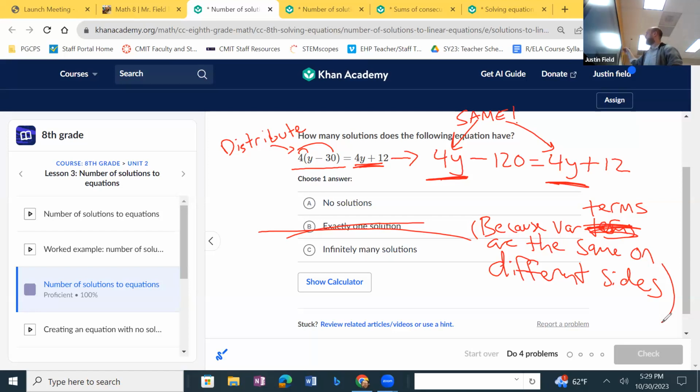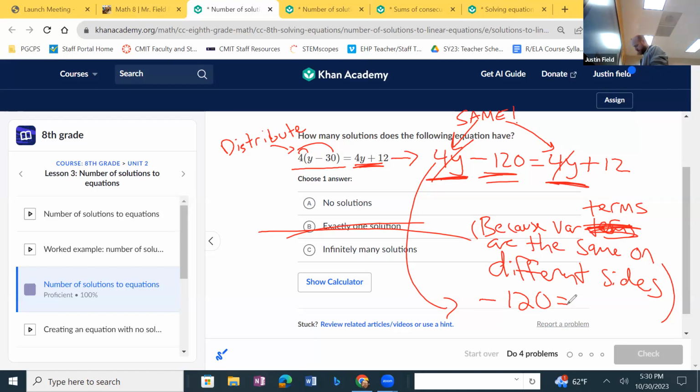But because they're the same, there is either no solution or infinitely many solutions. Well, how do we know the difference? Well, cross these variable terms off since they're the same. And what would be left? Just write that. What would be left on the left side? If the 4y isn't there, we would just have negative 12. See? And what would be left on the right side?